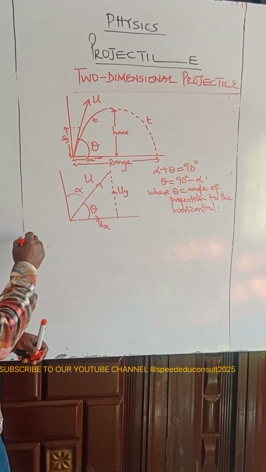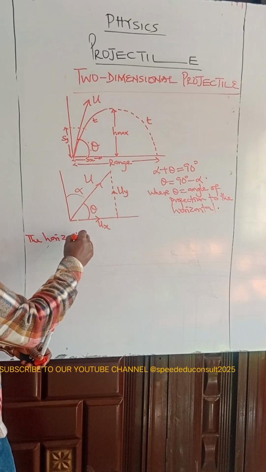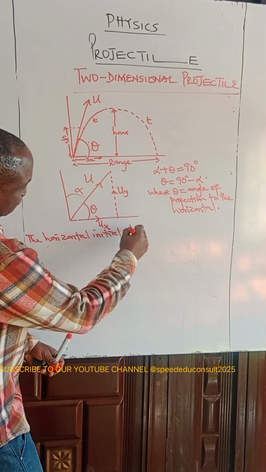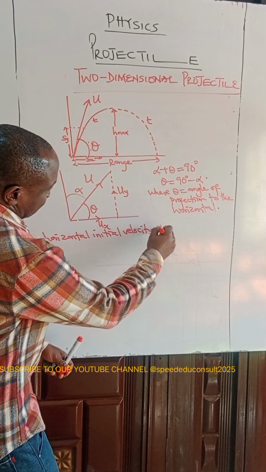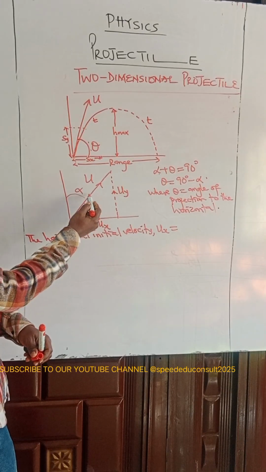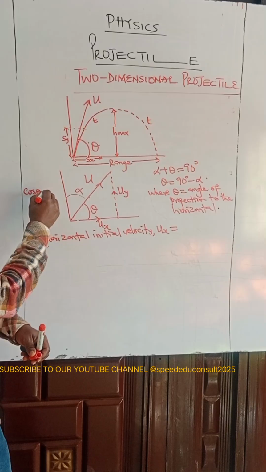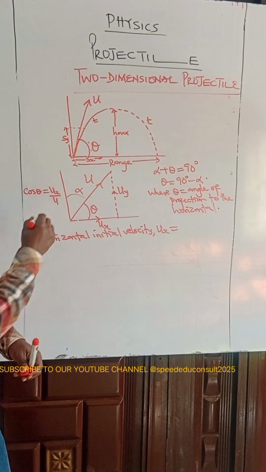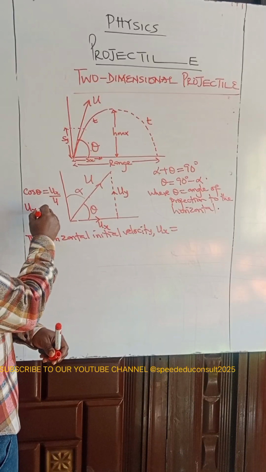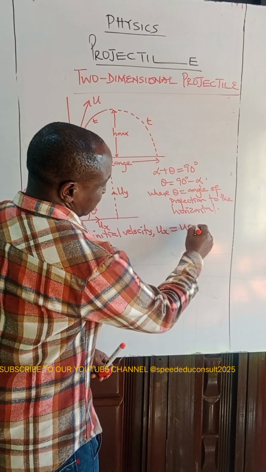So the horizontal initial velocity ux is equal to, you can say this is adjacent over hypotenuse. Definitely you are going to have cos theta is equal to ux all over u. Cos theta is equal to ux over u, where ux is equal to u cos theta. So you are going to have it to be u cos theta.